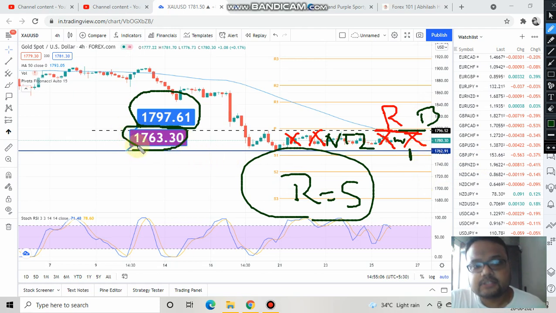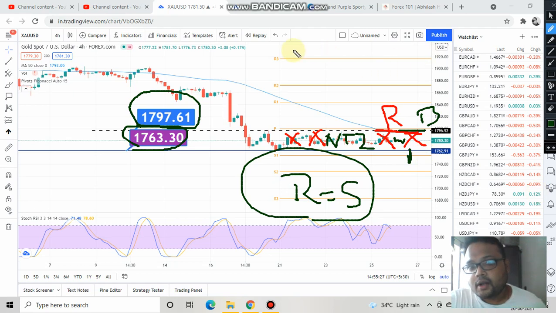On the other hand, if the market crosses this level 1763 on the downside, then also you need to get the confirmation. If you see that the market is witnessing some heavy selling pressure, if you see that the market has crossed the support level with good volume, then only short the market. If you see that there is not much volume in the market, then do not short the market.